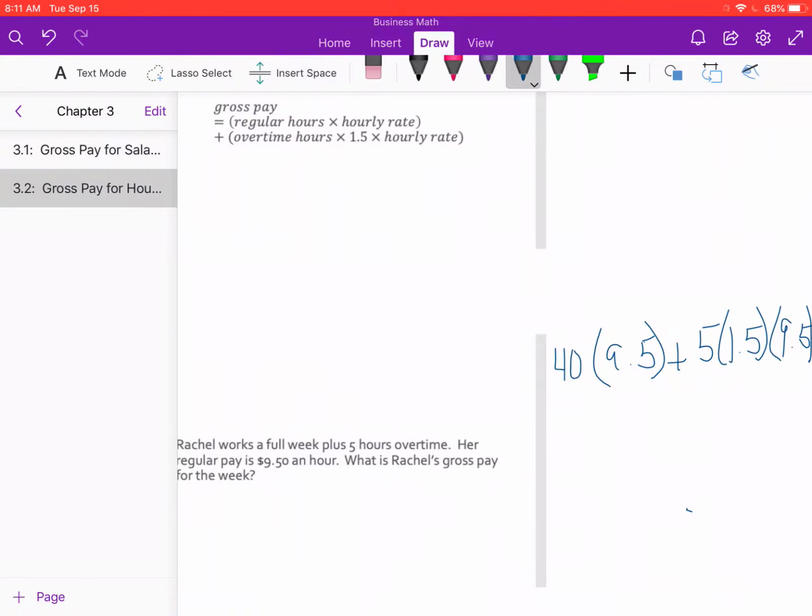So 40 times 9.5 is 380, plus 5 times 1.5 times 9.50. She makes $71.25 in overtime. Add them together, and we get $451.25 as her gross pay.